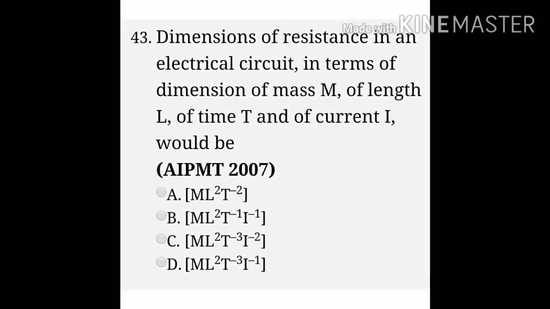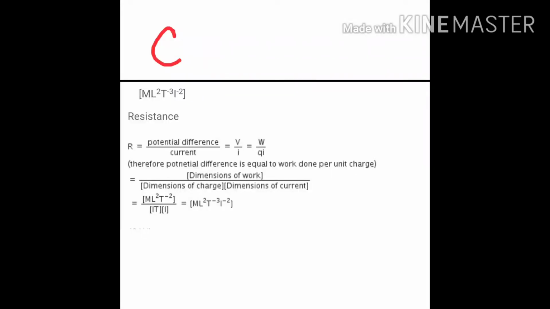Dimensions of resistance in an electrical circuit in terms of dimension of mass M, of length L, of time T and of current I would be option A ML square T power minus 2, option B ML square T power minus 1 I power minus 1, option C ML square T power minus 3 I power minus 2, option D ML square T power minus 3 I power minus 1. Here the option for question number 43 is C. ML square T power minus 3 I power minus 2 is the correct answer.